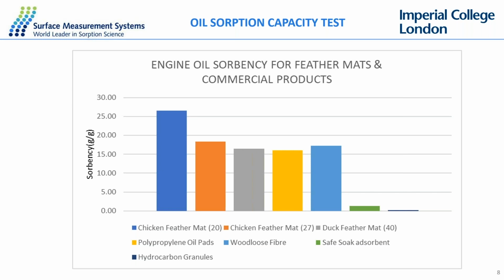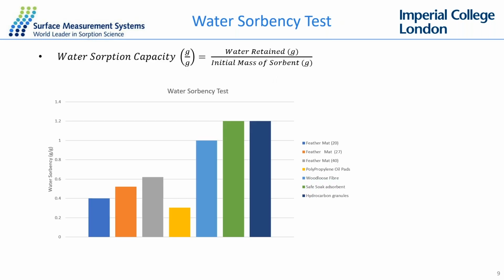Now, another test that was done was the water sorbency test, just to see the amount of oil and the amount of water that these products are able to take in, because, as earlier mentioned, we want a low water taking ratio. And so we saw that the feather mat, which was used in this entire study, had a low water taking ratio of about 0.4, and then the polypropylene had a lower taking ratio of about 0.3.